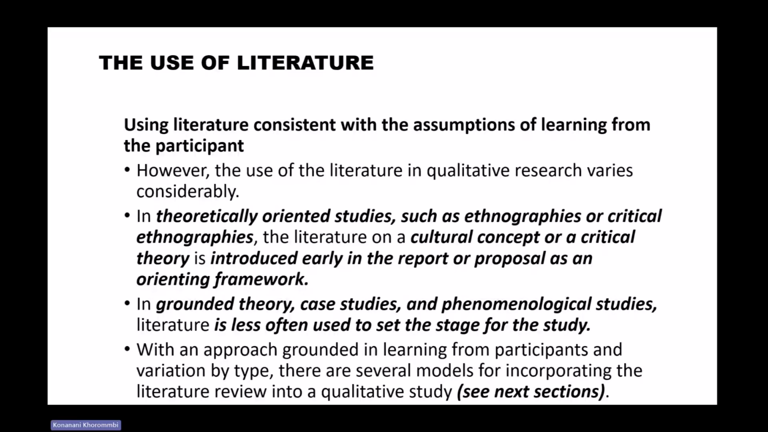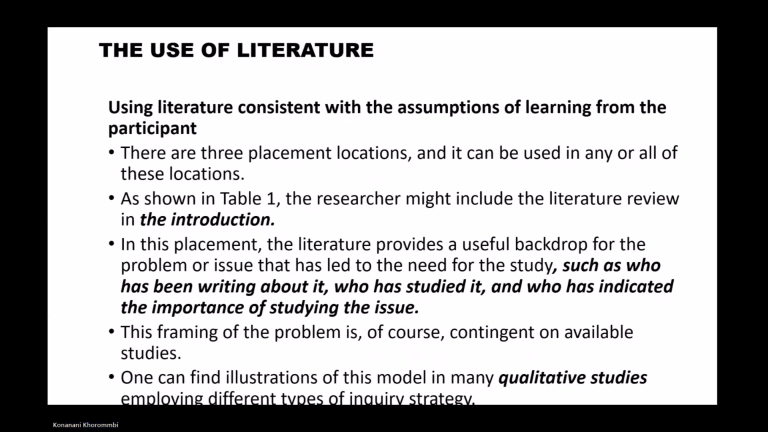There are three placement locations, and the literature can be used in any or all of these locations, as shown in table 1. We've got table 1 in the next slide. We won't go deep into it, but the researcher might include the literature in the introduction. So let's hear how this happens. In this placement, the literature provides useful background for the problem or issue that has led to the need for the study, such as who has been writing about it, who has studied it, and who has indicated the importance of the study. All of this is what I think we might have touched on earlier.